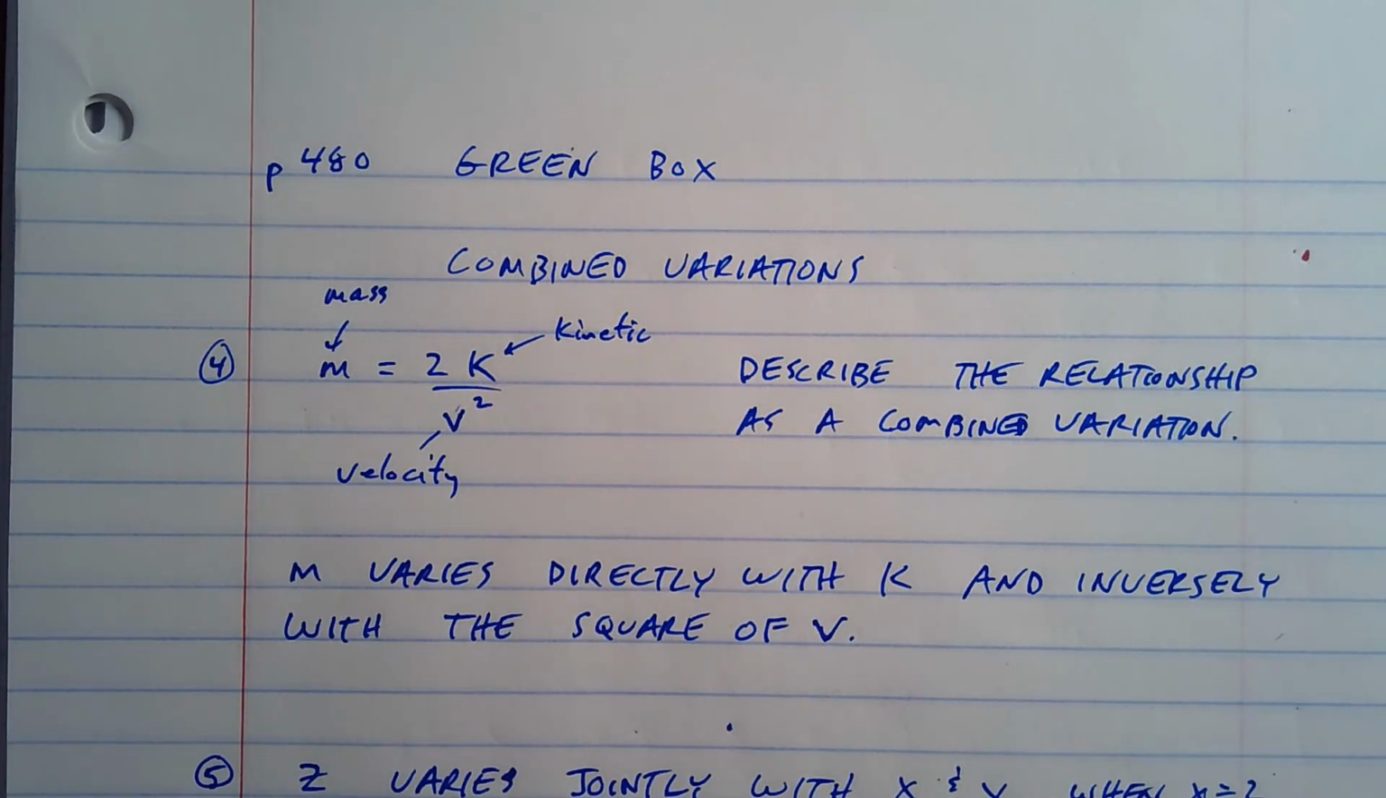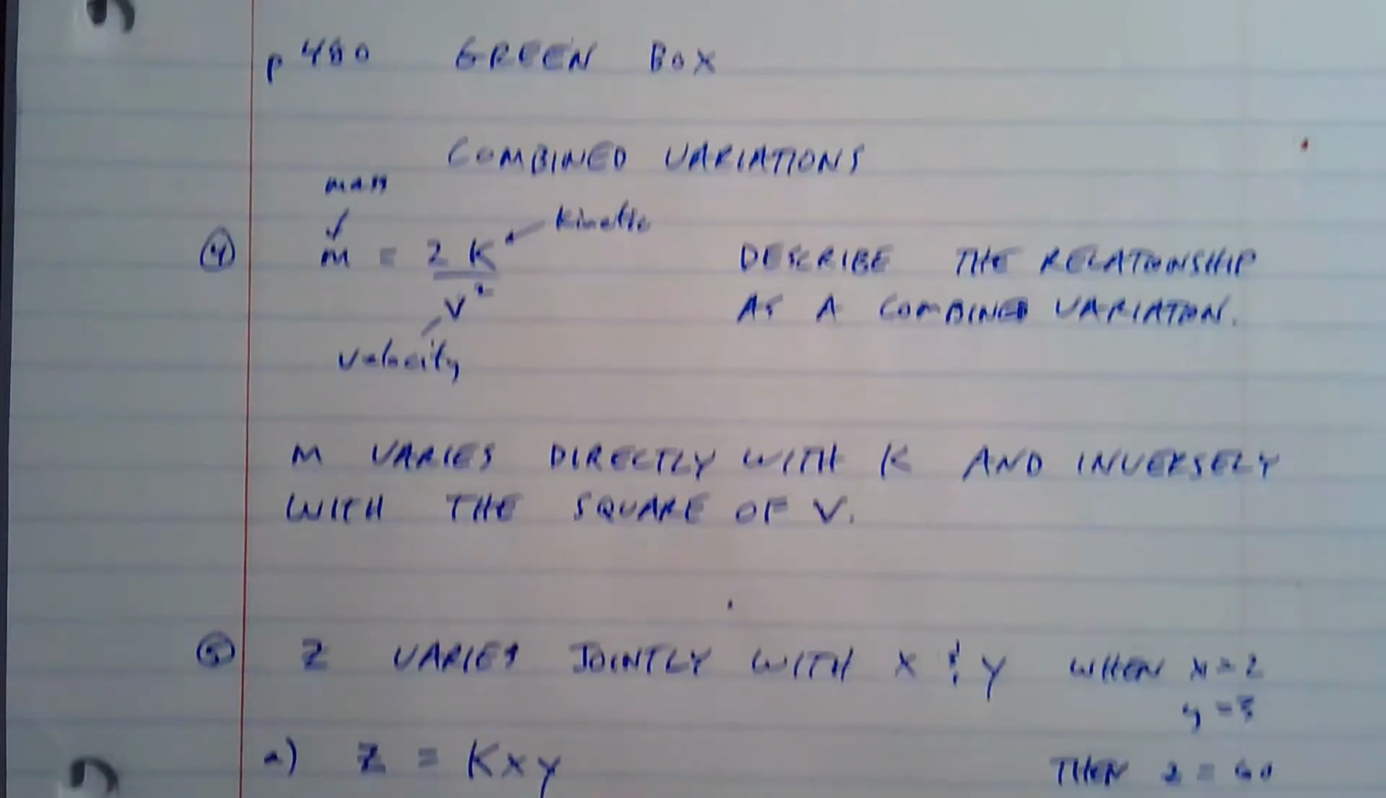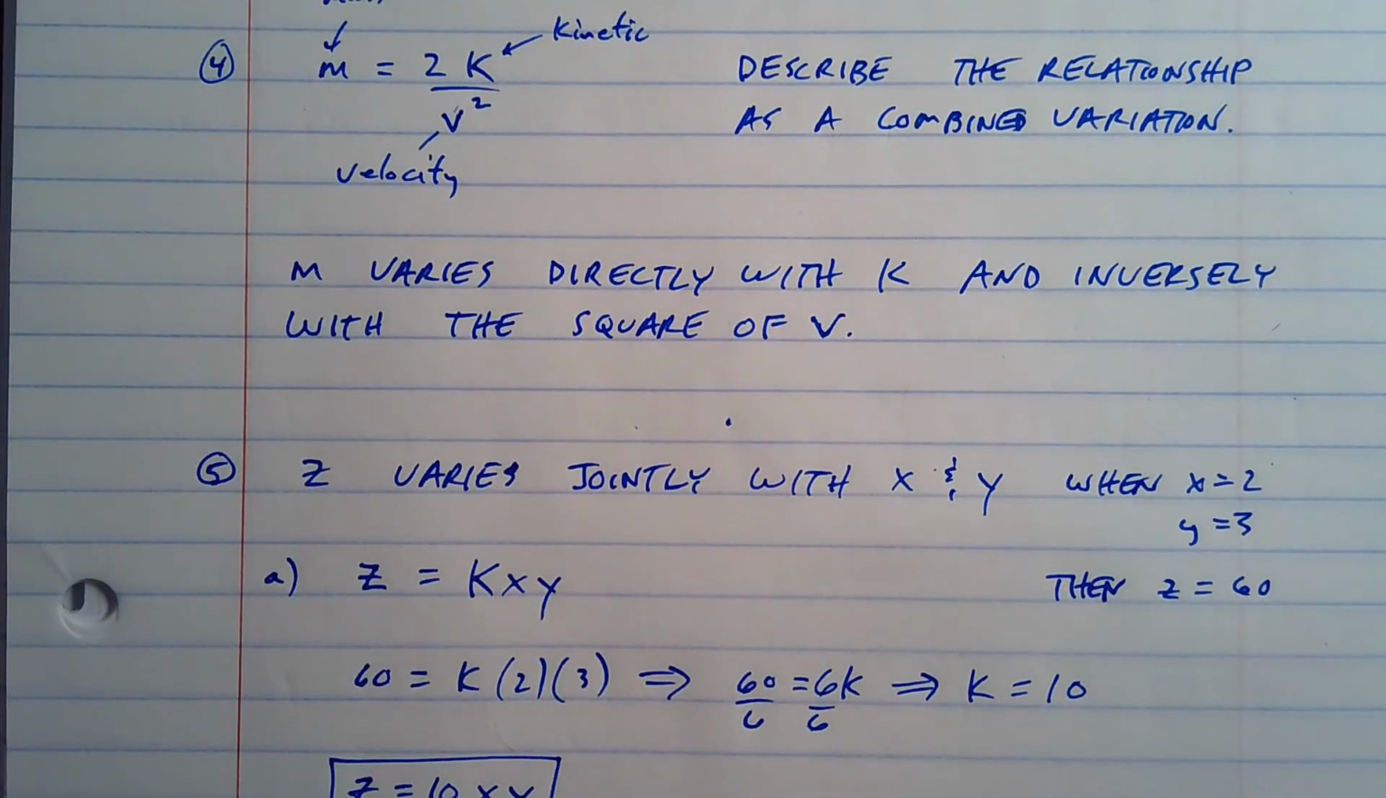So what's the equation final answer going to look like? Z equals 10xy. Final answer for that equation. And then they'll ask a follow-up question. Well, what if x was 4? Whoops. Oh, darn it, that got covered up.